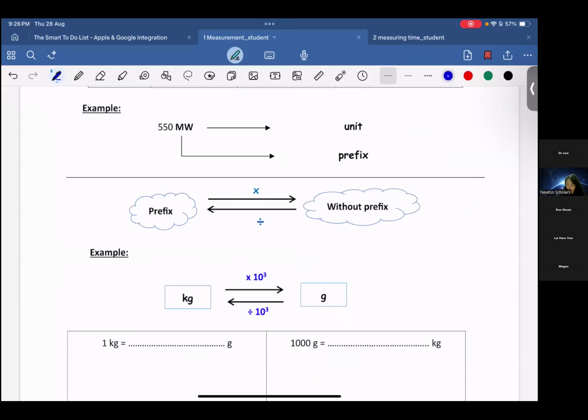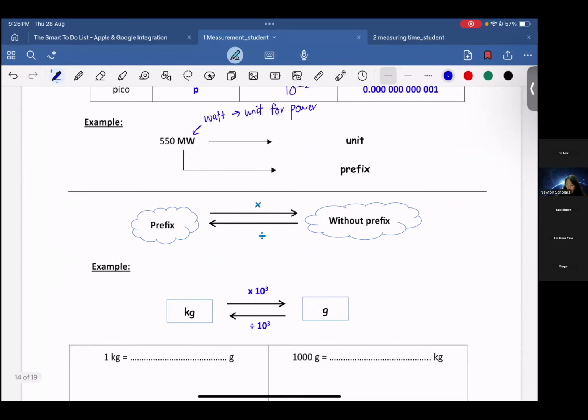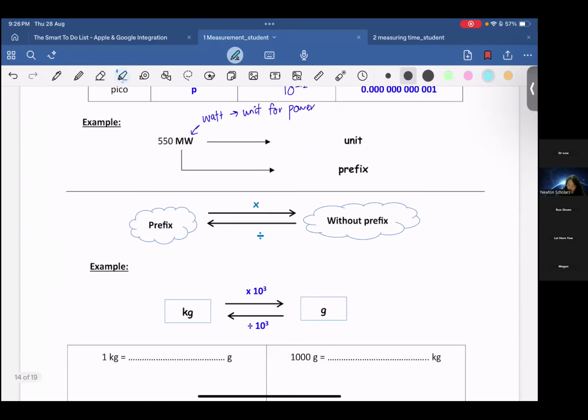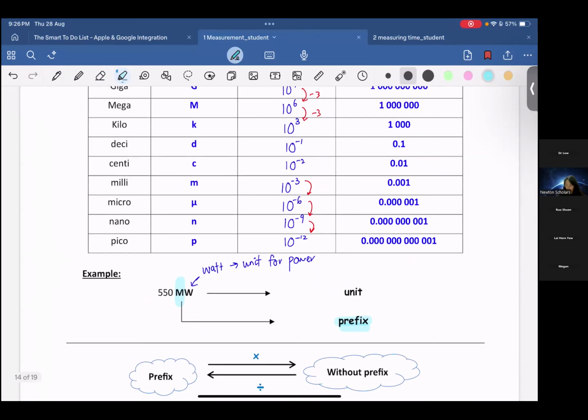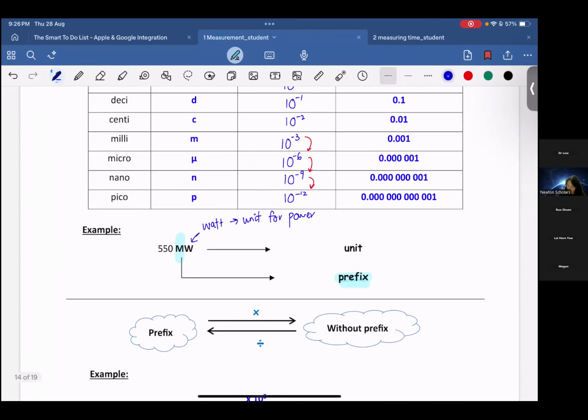For example, 550 megawatt. This is what unit? This is a unit for power. So how about the M here? This M actually is a prefix. What is the value? It's just now, the mega, times 10 power of 6. So this answer actually equals 550 times 10 power of 6 watt. So here we are using a prefix to represent it.